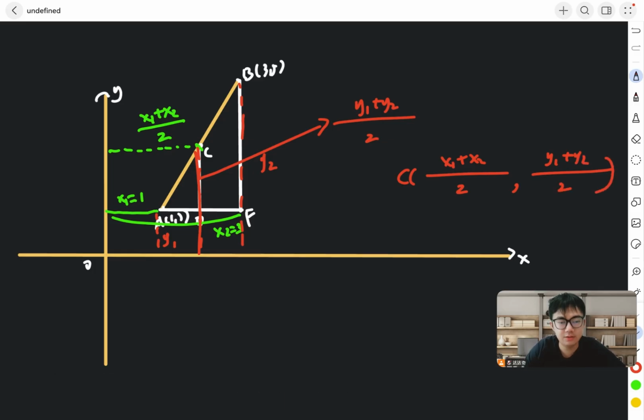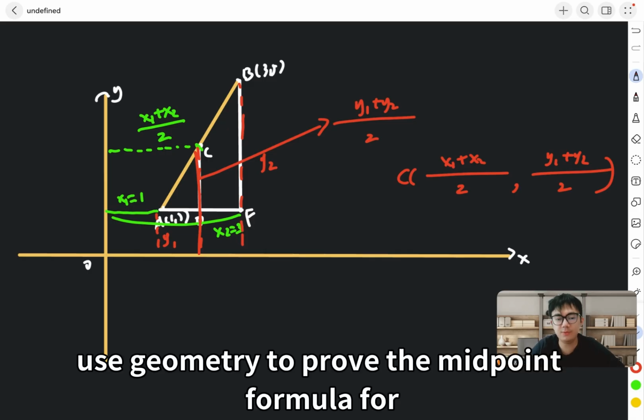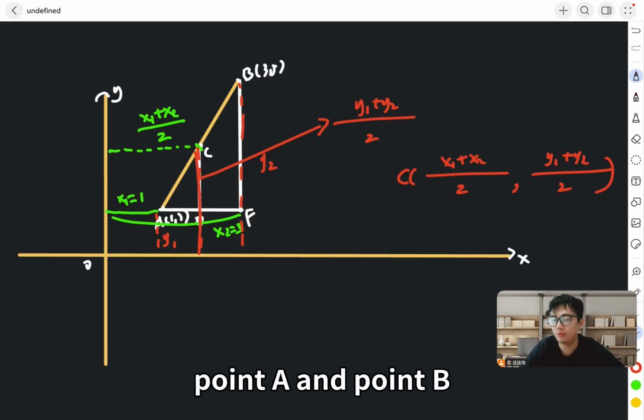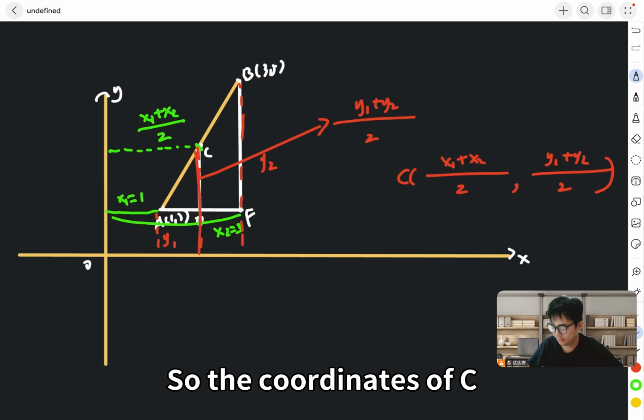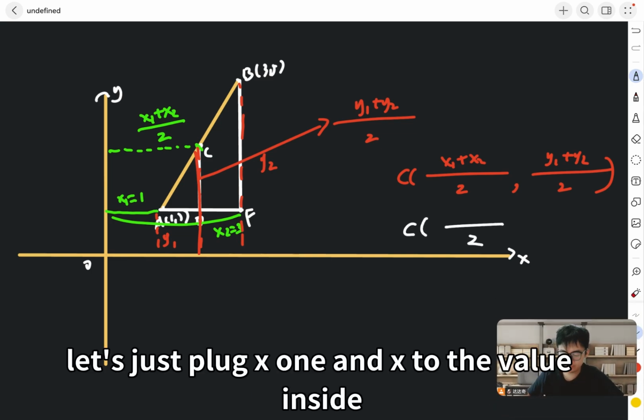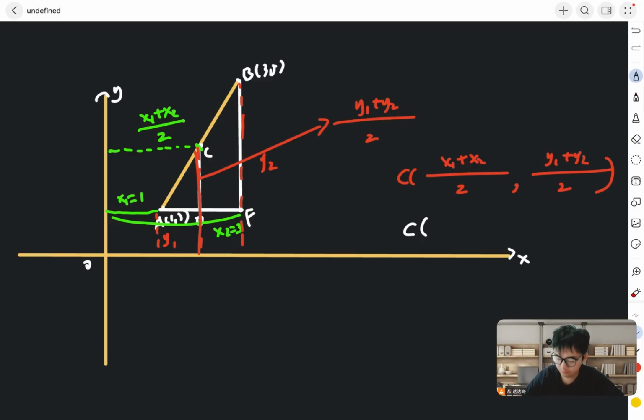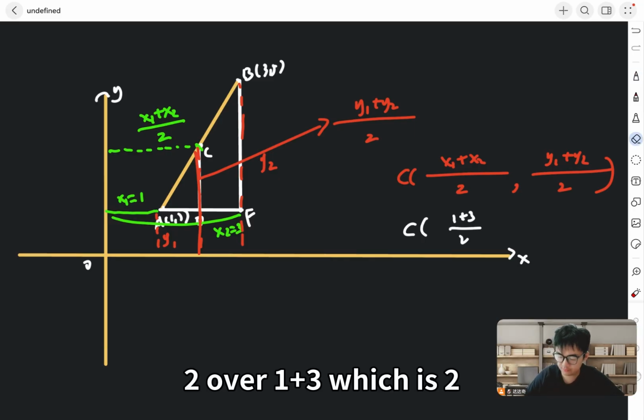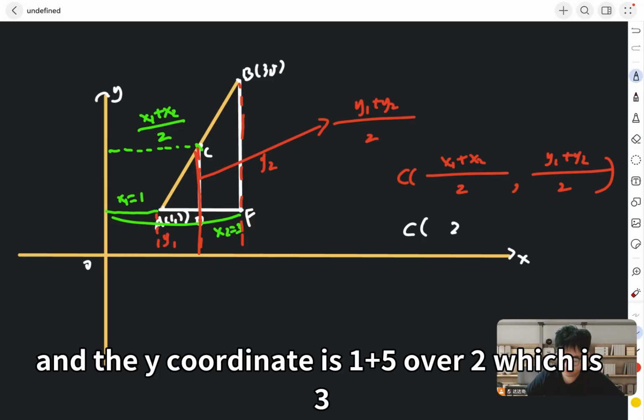Let's just check it. We just used geometry to prove the midpoint formula for point A and point B. So the coordinates of C, let's just plug in the values of x1 and x2. It will be (1 plus 3) over 2, which is 2. And the y coordinate is (1 plus 5) over 2, which is 3.